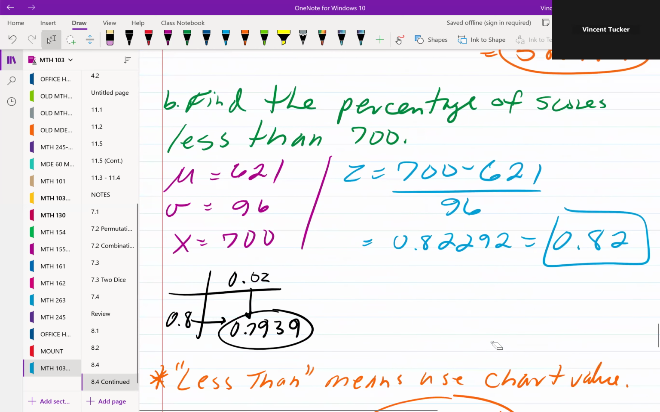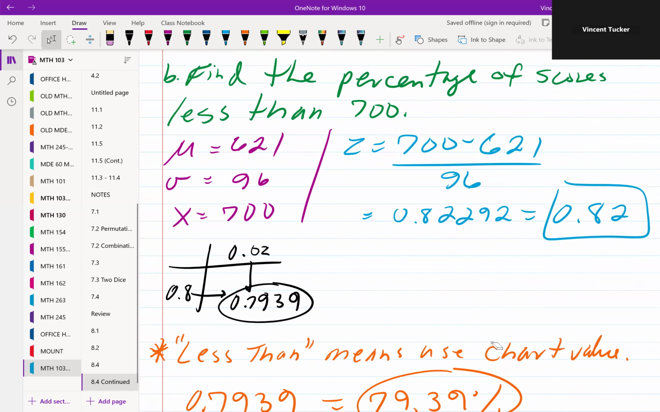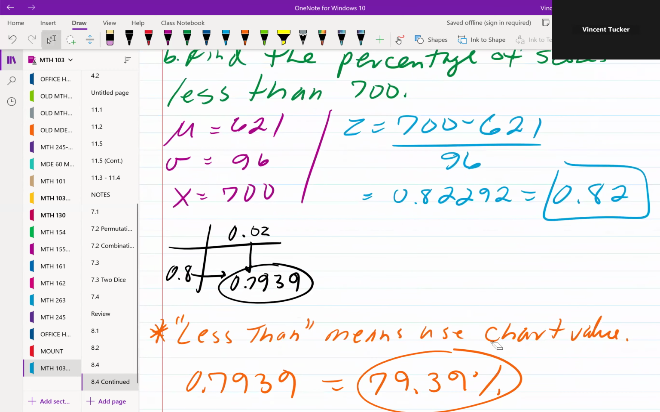All right, B, find the percentage of scores less than 700. Mean and standard deviation are still the same, but our data value is different. We have 700 now. So 700 minus 621 divided by 96 is 0.82. Go to your chart: 0.8 on that left column, 0.02 on that top row. That gives us 0.7939 when they meet. We were looking for less than, so we use the chart value that they give us. So 0.7939 is our answer.